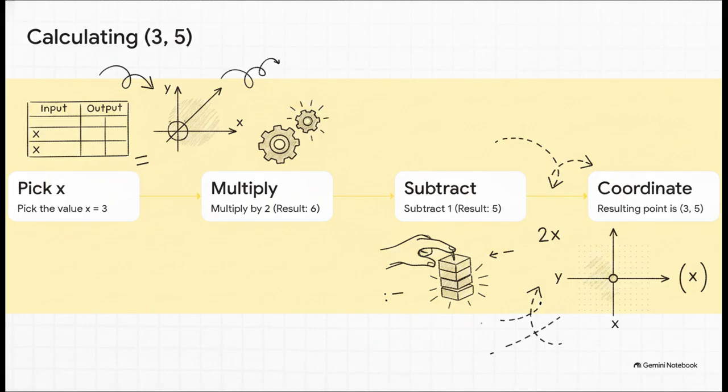First up, let's pick x equals 3 from our table. Following our rule, we just substitute that 3 right in for the x. So we multiply 3 by 2, which gives us 6. Then the rule says subtract 1. 6 minus 1 leaves us with 5, meaning when our x input is 3, our y output is 5. Pair them up, and your resulting coordinate is the point 3, 5. It really is that straightforward.